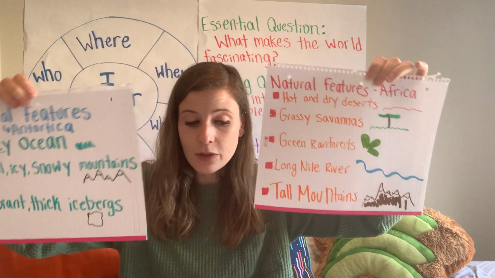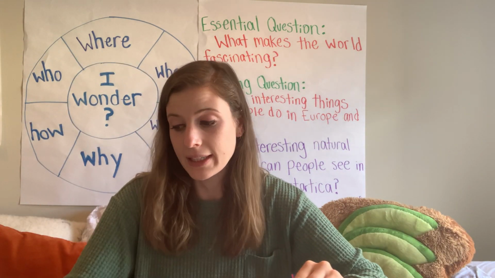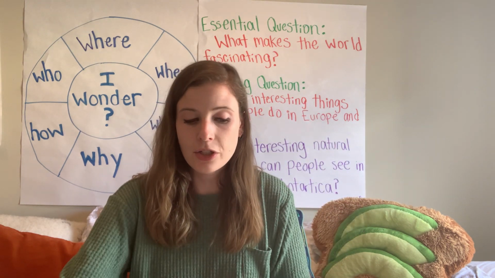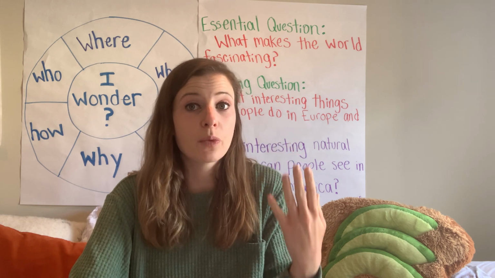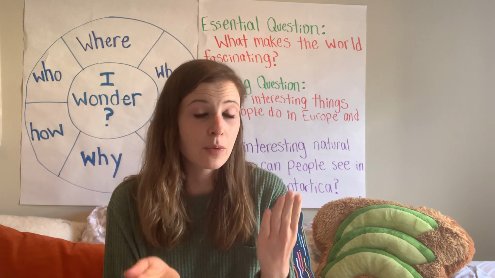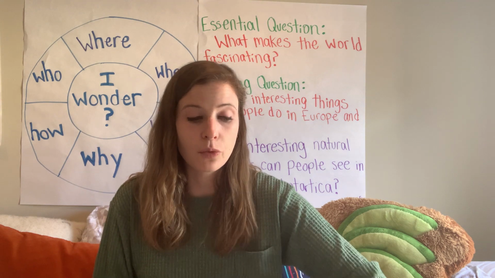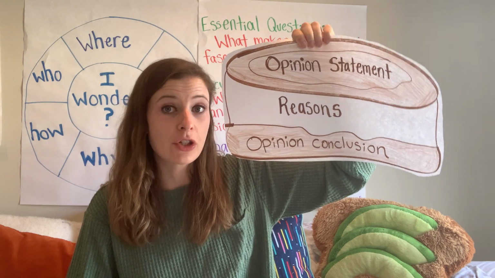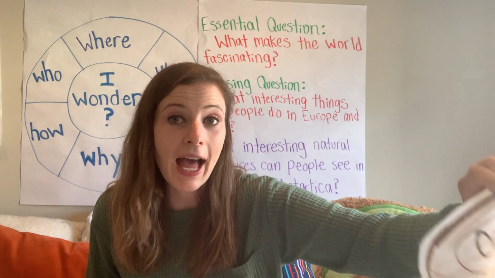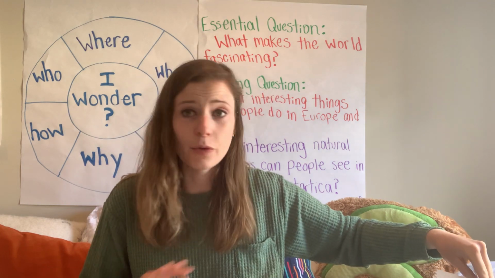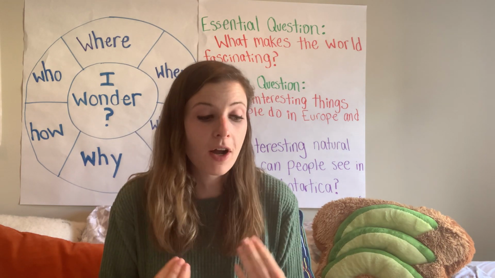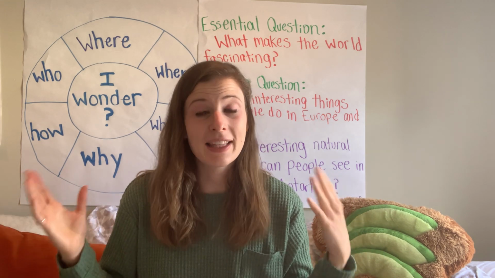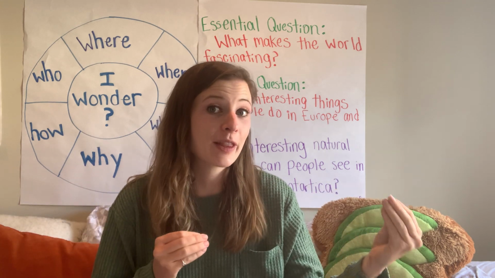So you can use your evidence organizers. You can go back and you can listen to the first reads of Africa and Antarctica. And I want you to think, which one would you rather visit? Which continent would you rather visit? And you're going to have your reasons be the natural features. Which natural features would you rather see? So I have an example for you. And you don't need to copy mine, because the most awesome thing about opinion writing is that you can say something totally different than somebody else as long as you are answering the prompt.